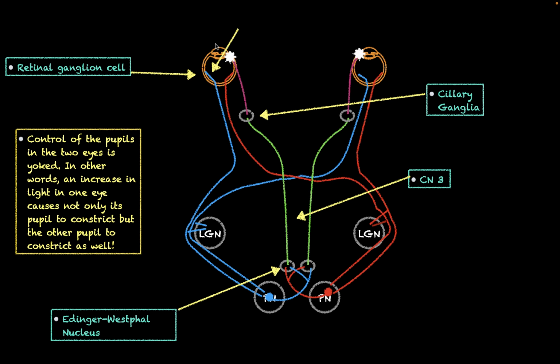So what we see here is that if you were to shine light on your left eye and keep your right eye covered, what you would see is that not only would your left eye, which is being exposed to light, be constricted, but your right eye, which is covered by your hand, would also be constricted as well. So it is a yoked response. So that is what the pupillary light reflex does. It basically constricts your pupil, which decreases the amount of light coming into the eye, which therefore allows our eyes to better adapt to light levels.